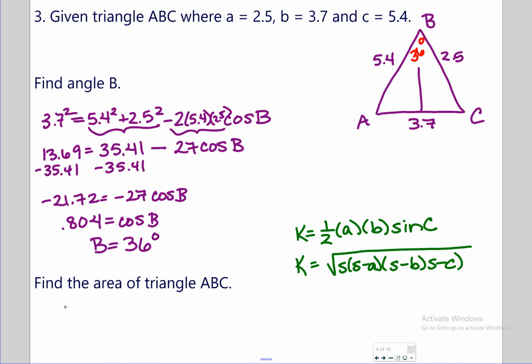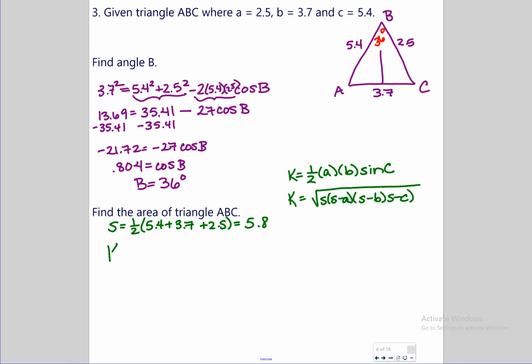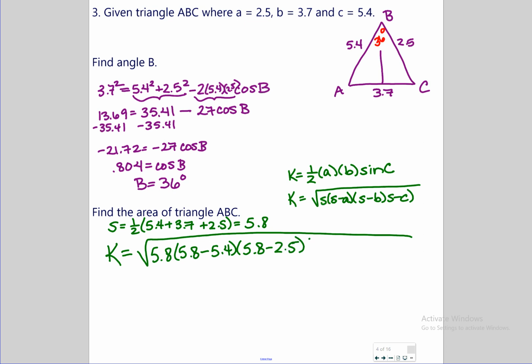All right, so let's do semi-perimeter. So that's half of all the sides added up, 5.4 plus 3.7 plus 2.5. So 5.4 plus 3.7 plus 2.5 gives me 5.8. Okay. So then my area, big square root, 5.8, and then 5.8 minus each side. 5.4, 2.5, 3.7, doesn't matter what order you do these in.